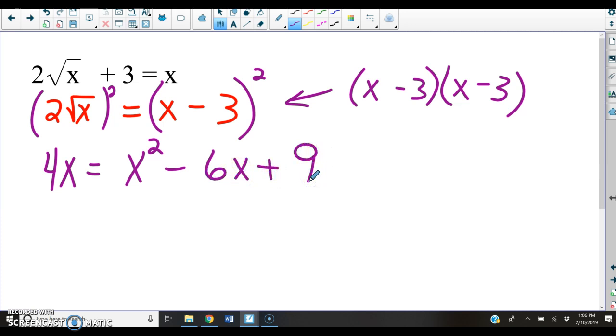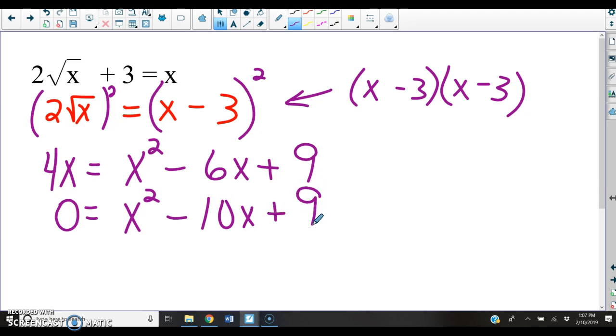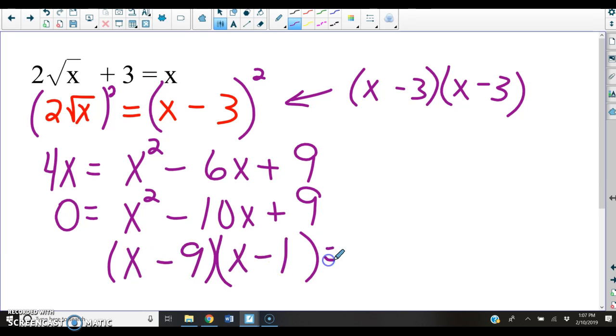Okay, now it's a quadratic. And we probably should have spent more time on quadratics. I'm not sure if you are as strong in quadratics as I had hoped you would be. But with quadratics, you set equal to 0 so that you can try to factor and use the zero product property. So when I move my 4x over so that it equals 0, I get a trinomial that I can factor. So I'll get x minus 9, x minus 1. So the answers I get are x equals 9 or x equals 1. And I got to check them both.